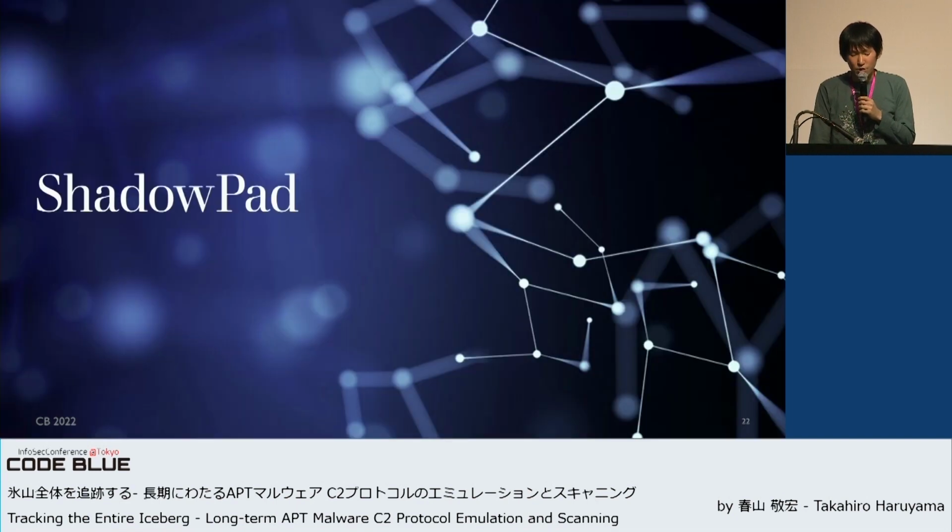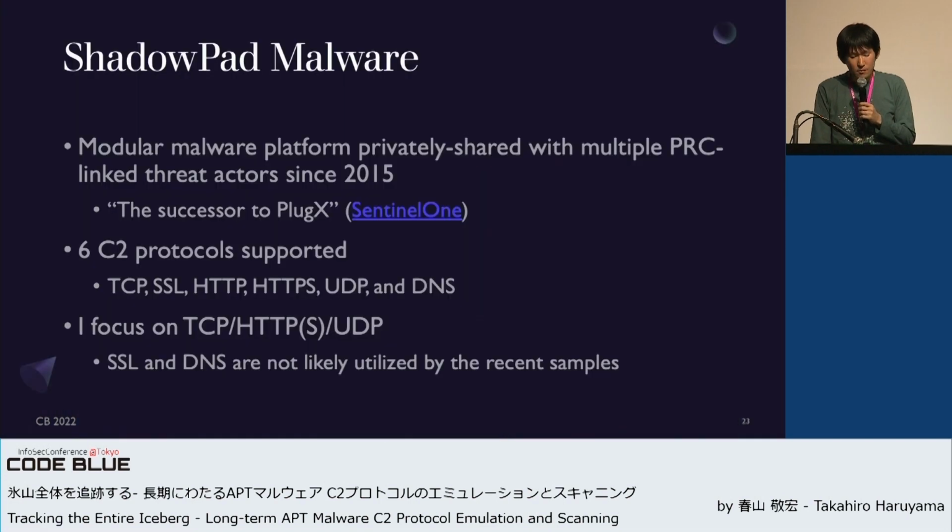The next scanner example is ShadowPad. ShadowPad is a modular malware platform privately shared with multiple PRC-linked threat actors since 2015. According to SentinelOne, this is the successor of PlugX. ShadowPad supports 6 C2 protocols, but in this research, I focus on TCP, HTTP, and UDP protocols because SSL and DNS are not likely utilized by the recent samples, as far as I know.